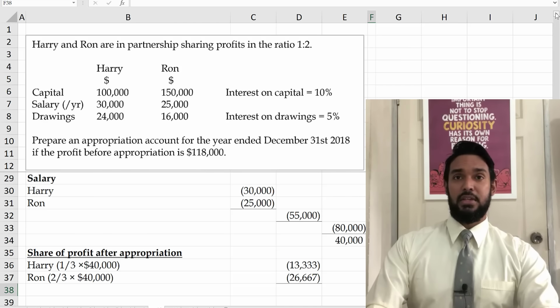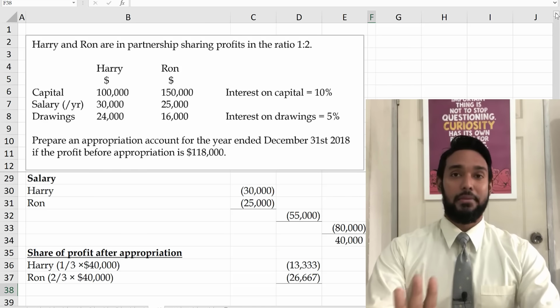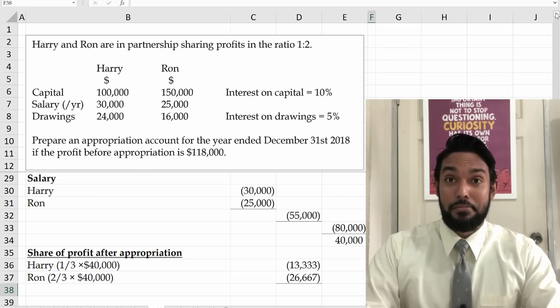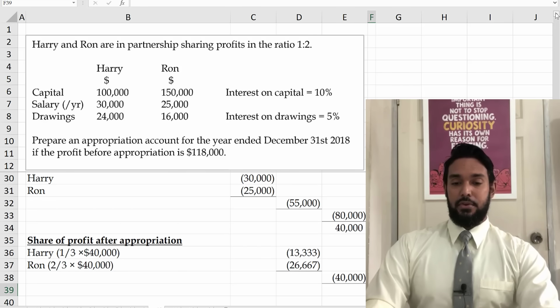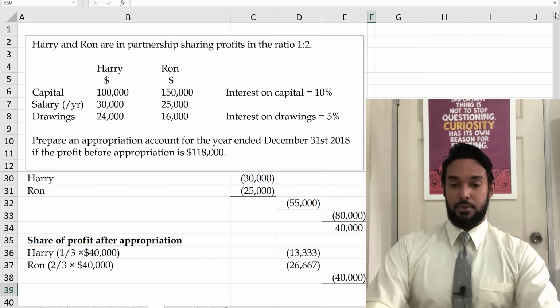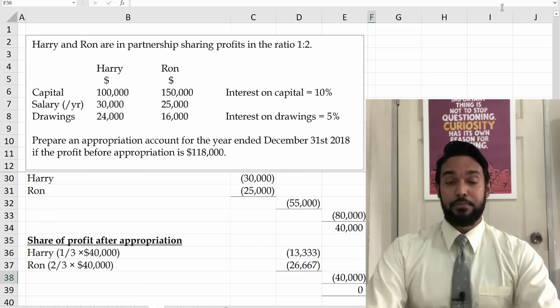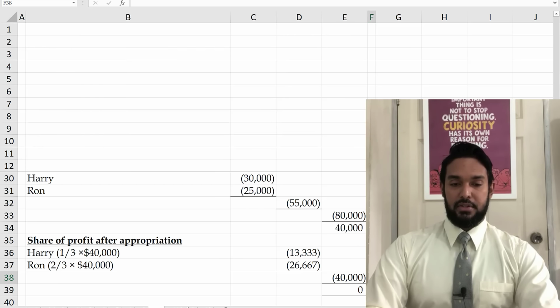If, however, your teacher says you must put the dollars and cents, fine. Give your teacher what he or she wants. Don't fight it, all right? Okay, we add up 13,333 and 26,667, we get 40,000, which is the exact share of the profit, and things are looking pretty good. All right, let's take a look at another example.